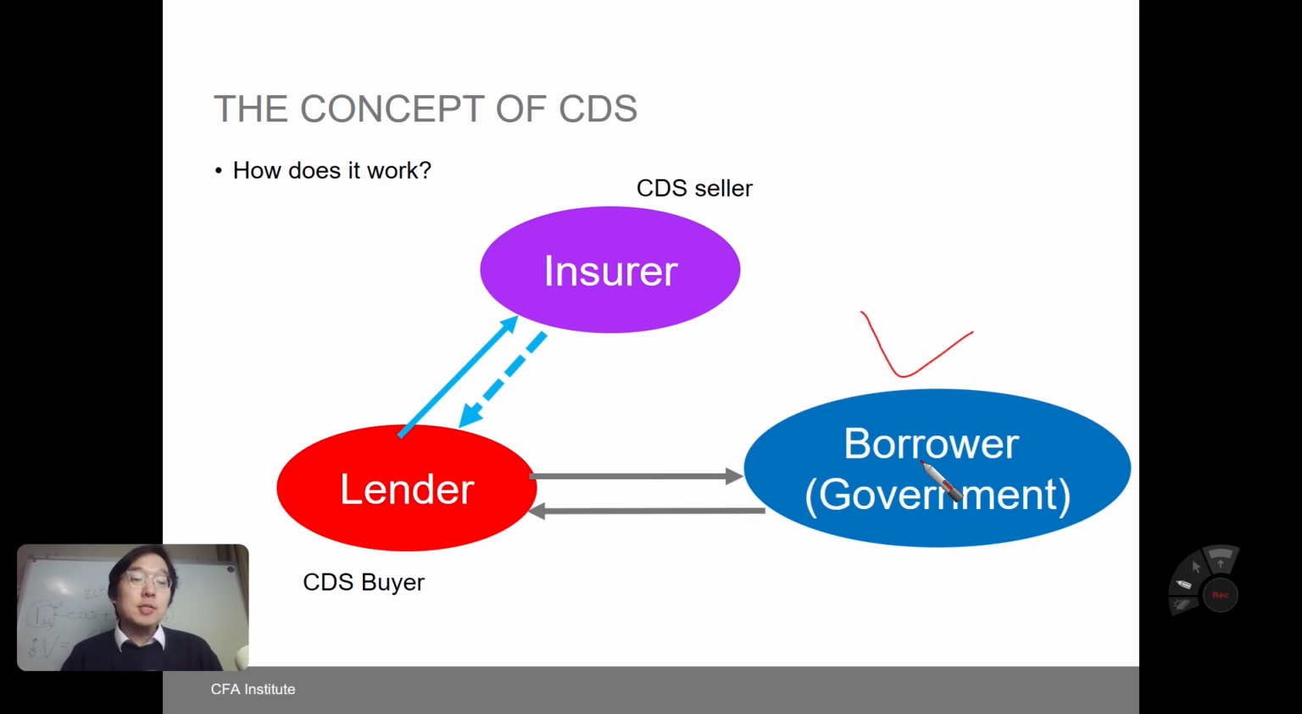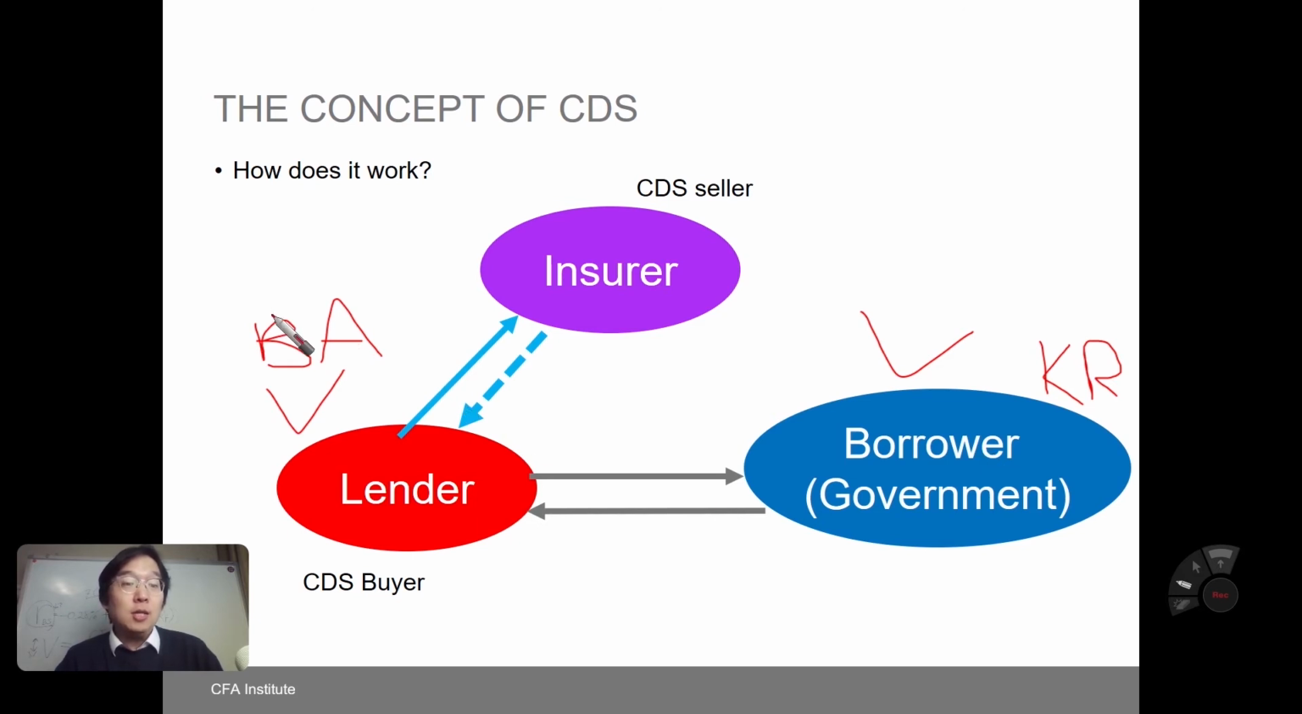There must have been some lenders, like some banks and insurance companies, right? They put their money in: okay, I lend you, Korean government. And here comes Bank of America, and they lend the Korean government money, okay?